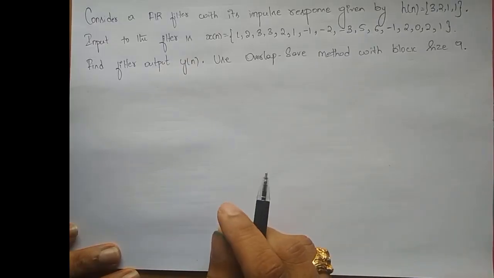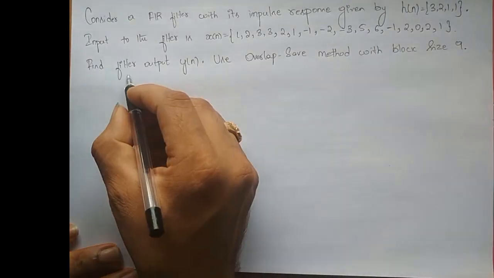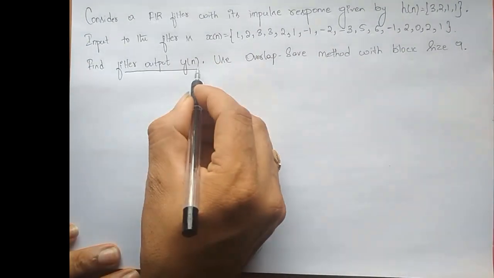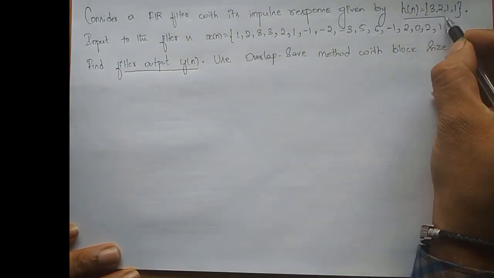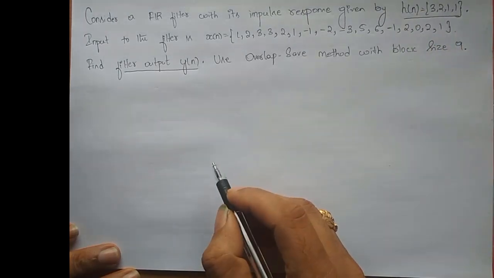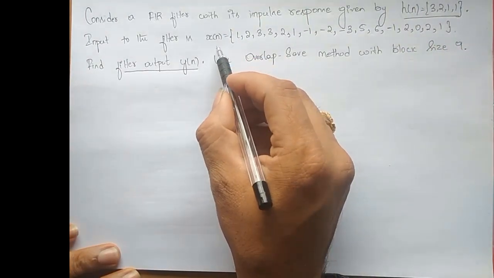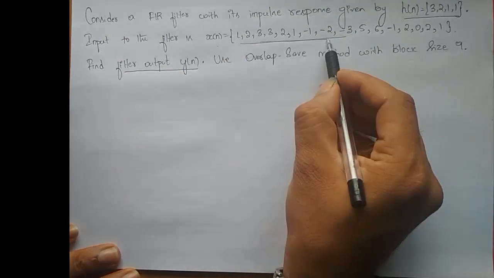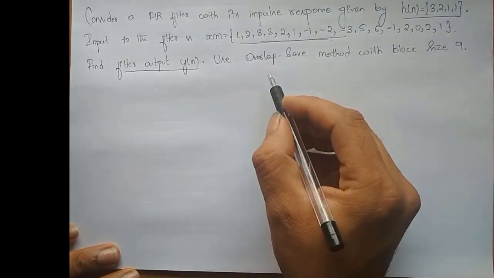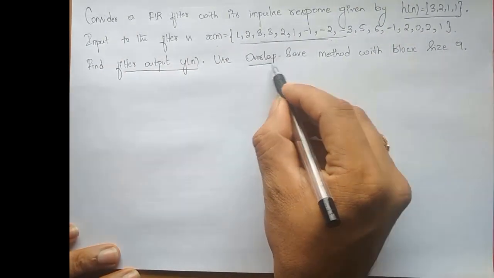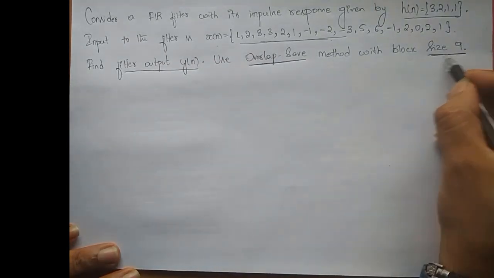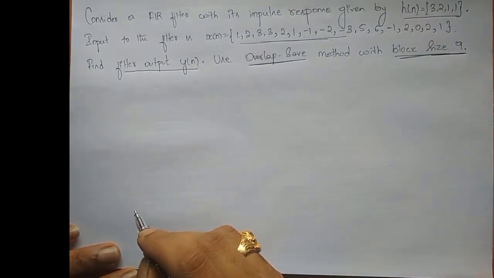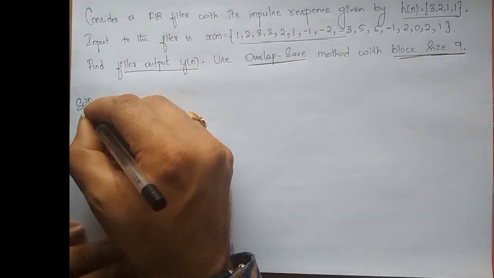Hey guys, we shall take up one numerical problem to find the filter output y of n, where the filter has impulse response 3, 2, 1, 1 and the input to that FIR filter is this sequence x of n. Here I need to find the filter output using the overlap save method, and they have given the block size, which is 9. Block size I have to take as 9. We shall try to solve it.